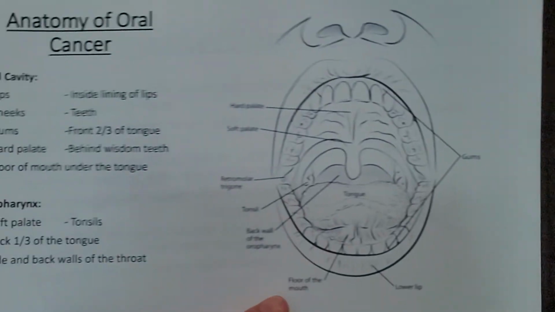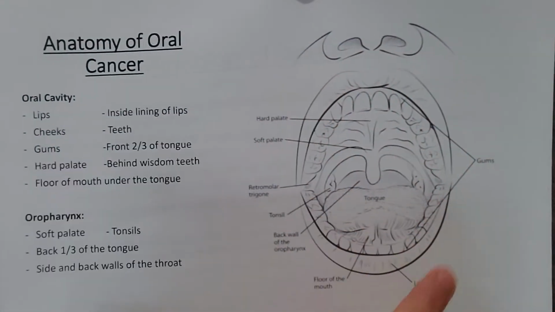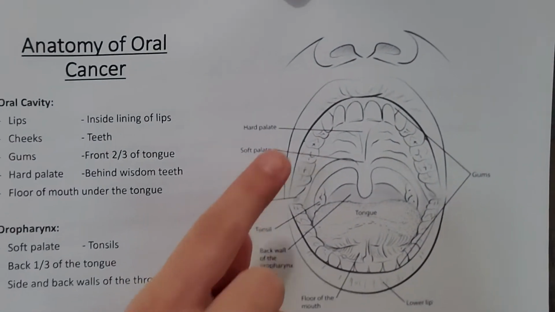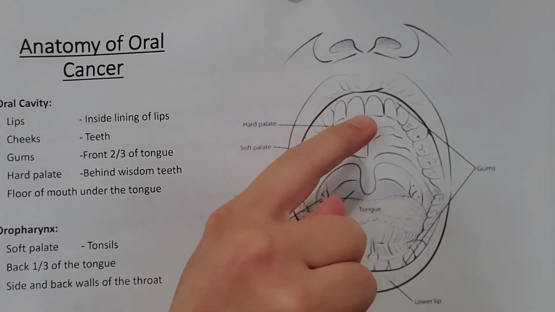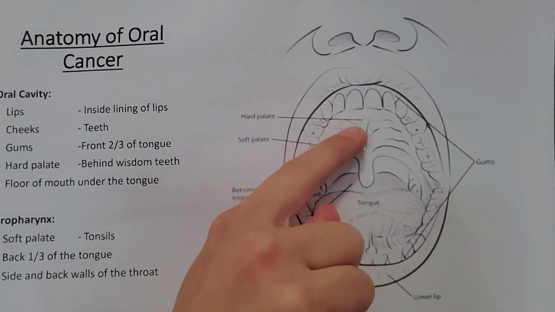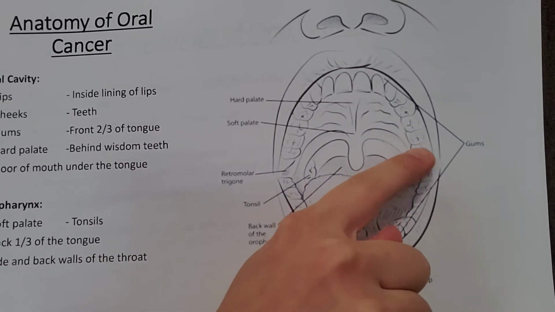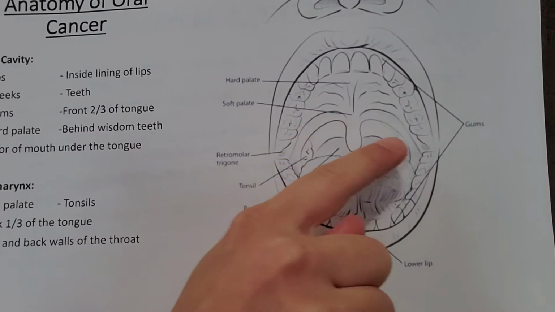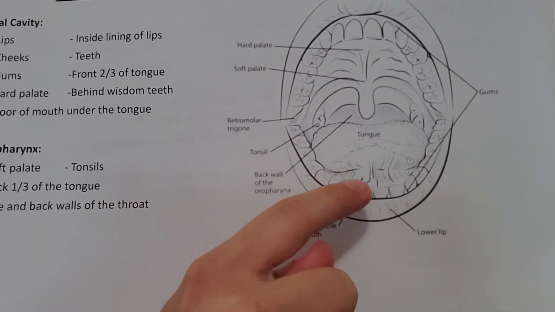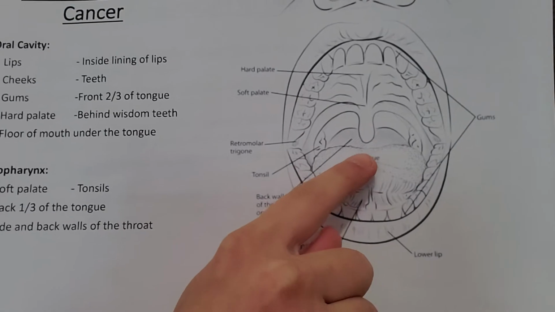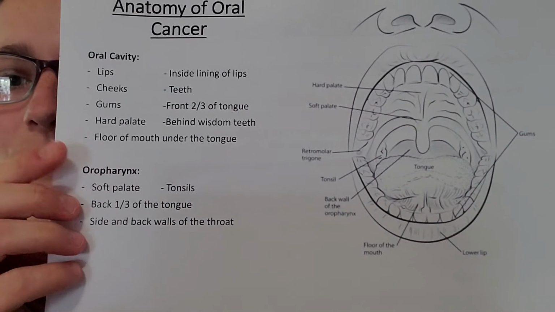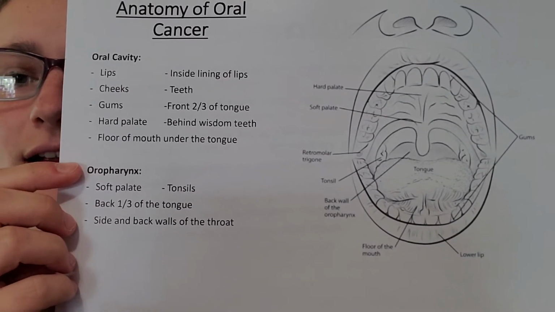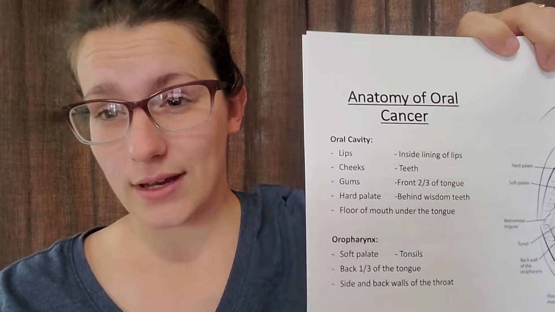So here you can see a diagram of the mouth, and where oral cancer can occur is in the lips, the gums, the inside lining of the lips, teeth, the hard palate, which is the roof of your mouth, behind your wisdom teeth, right about here, are your molars, the underneath part of your tongue, and the first 2/3 part of your tongue. As you can see, the second part of 2/3 is actually part of the oropharynx, and that would be considered oropharyngeal cancer, not oral cancer.